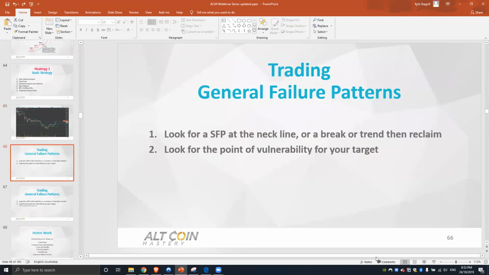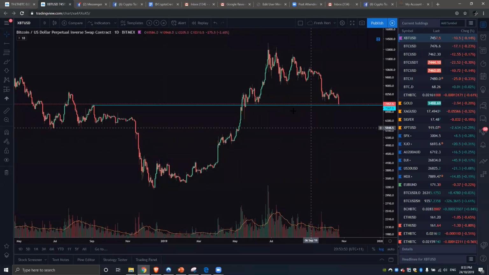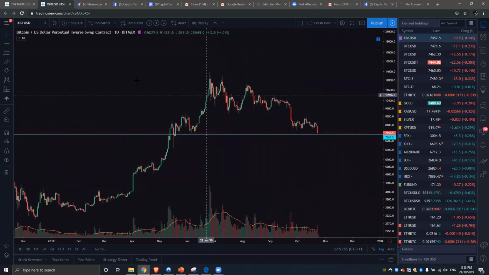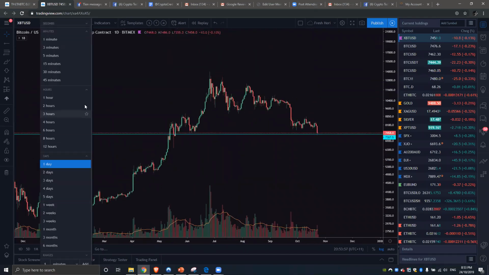All right, we probably don't have time to go through general failure patterns, so we'll cover it off in the next session. But a general failure pattern is basically when we're looking for an inverse head and shoulders or something like that. There's a really good one in this area here, actually. We'll take a quick look at it.